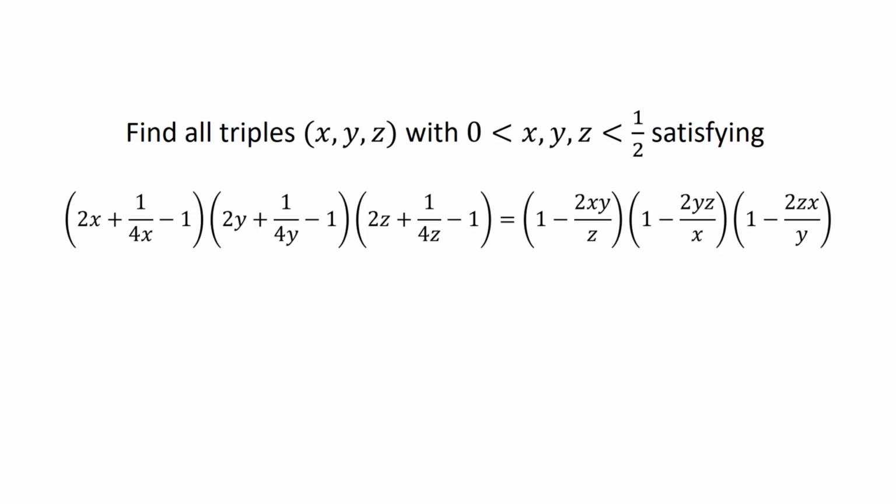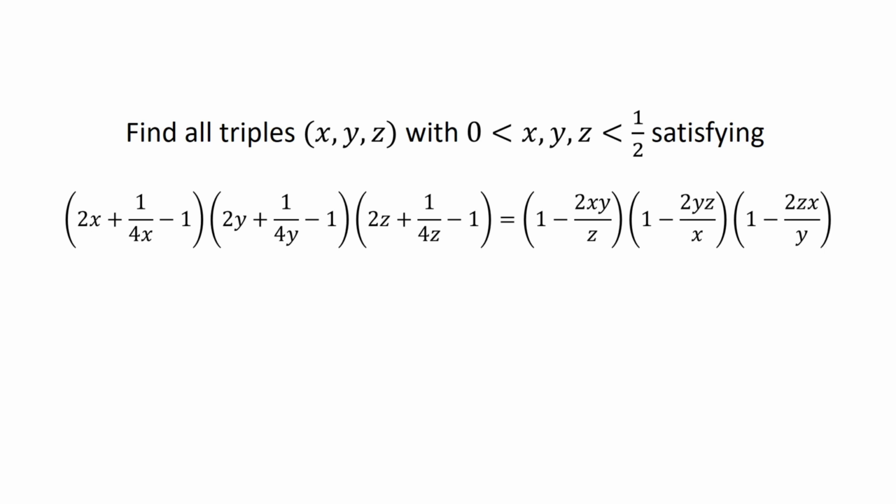In this video, we want to find all triples x, y, z that lie between 0 and half and which satisfy the equation (2x + 1/(4x) - 1)(2y + 1/(4y) - 1)(2z + 1/(4z) - 1) = (1 - 2xy/z)(1 - 2yz/x)(1 - 2zx/y).